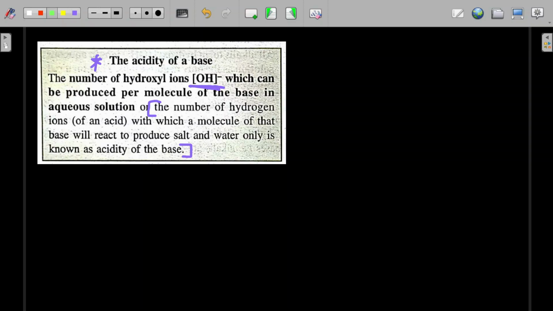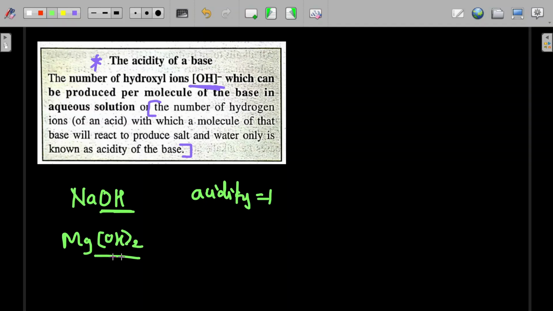So here, no conflicts and no exceptions. Just see how many OH are there in the formula, that will be the acidity. So for example, in NaOH, only one OH is there, so its acidity is 1. Magnesium hydroxide has 2 OH, OH twice, so its acidity is 2. Aluminium hydroxide has 3, because 3 OH are there. Simple.